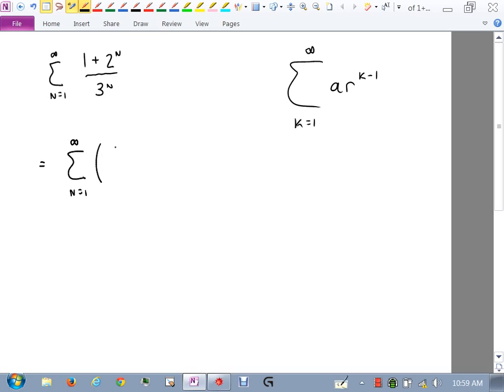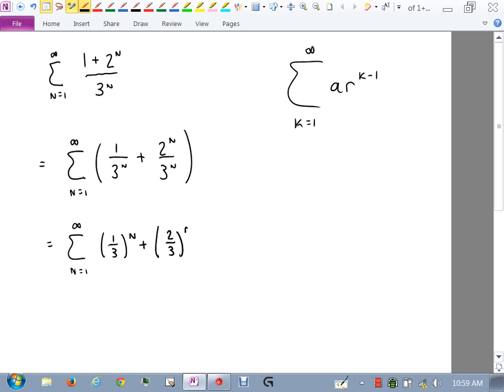So I put the 1 over the 3 to the n, and then plus the 2 to the n over 3 to the n, like that. That's just algebra, right? Splitting it into two fractions. And then each one of these I can write as 1/3 to the n here, and over here 2/3 to the n. You agree with that?